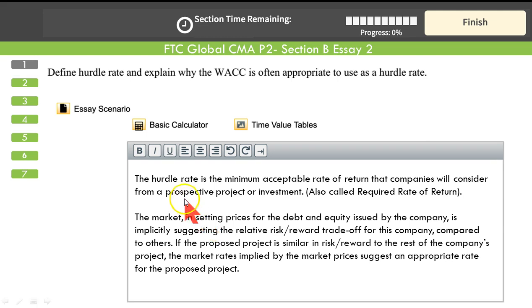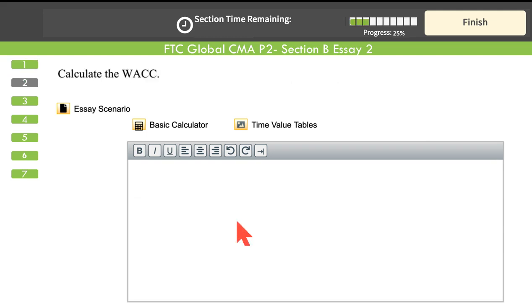Do not overdo things. Just define in the first couple of lines what hurdle rate is, and then explain why we take WACC, because we use multiple sources of finance and we need to consider their cost as an aggregate average cost. Next, it says calculate weighted average cost of capital.